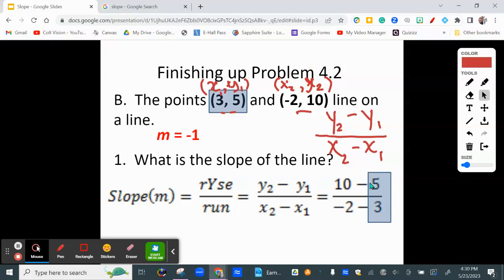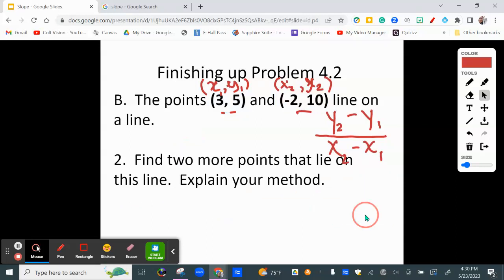So these two here, this 5 and 3, this is the y value and x value from the first point. This 10 and negative 2 is the y value and x value from the second point. So what you should notice is the numbers from the second point are stacked on top of each other, and the numbers from the first point are stacked on top of each other. And then you just go across: 10 minus 5 over negative 2 minus 3.